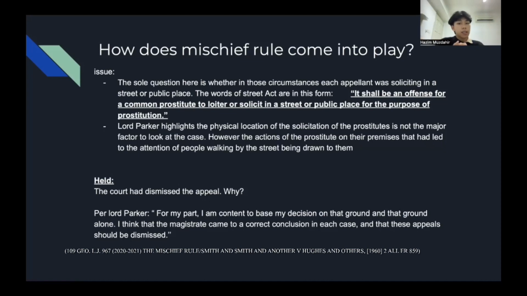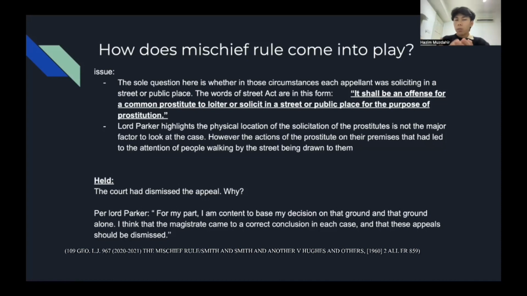Lord Parker highlights that the physical location of the solicitation is not the major factor to look at in the case. Rather, the actions of the prostitute on their premises by the window pane, which led to the attention of people walking by in the street being drawn to them, is the major factor.